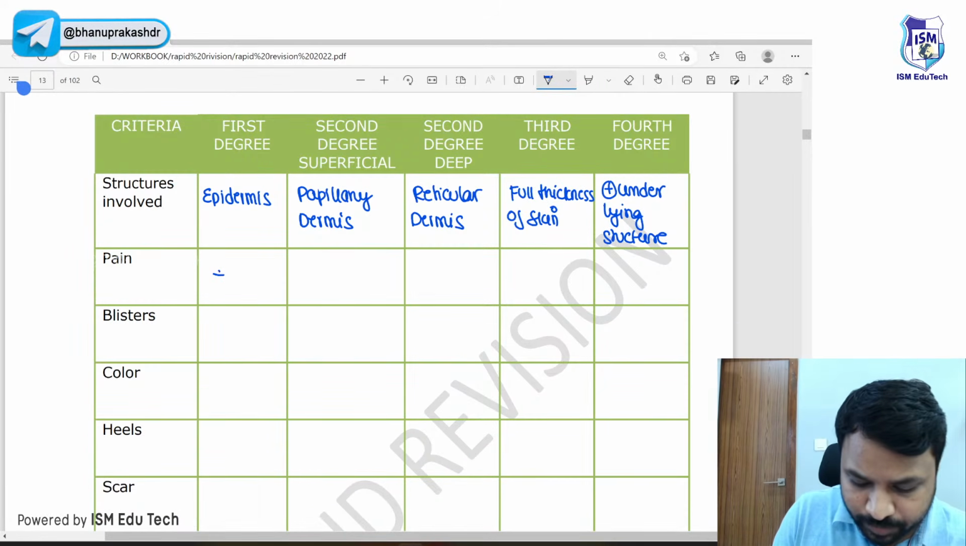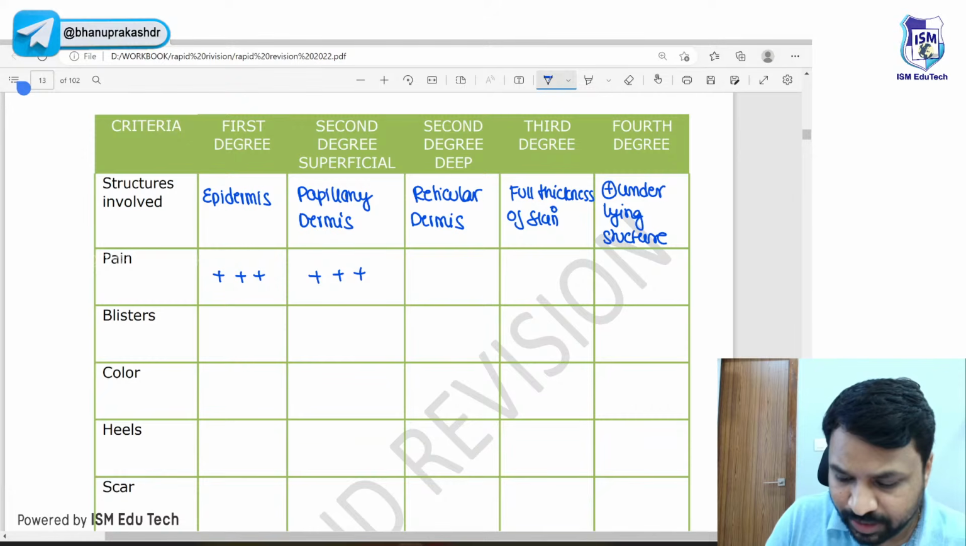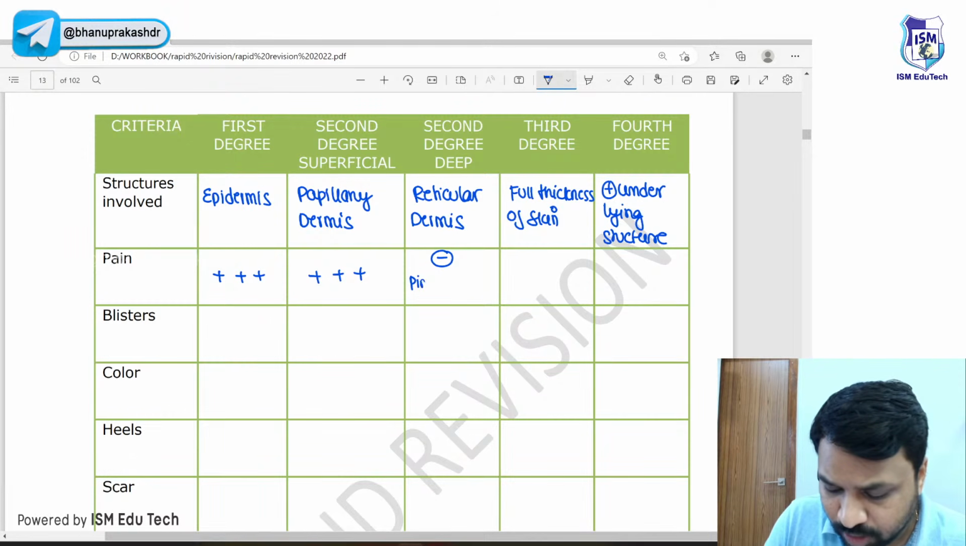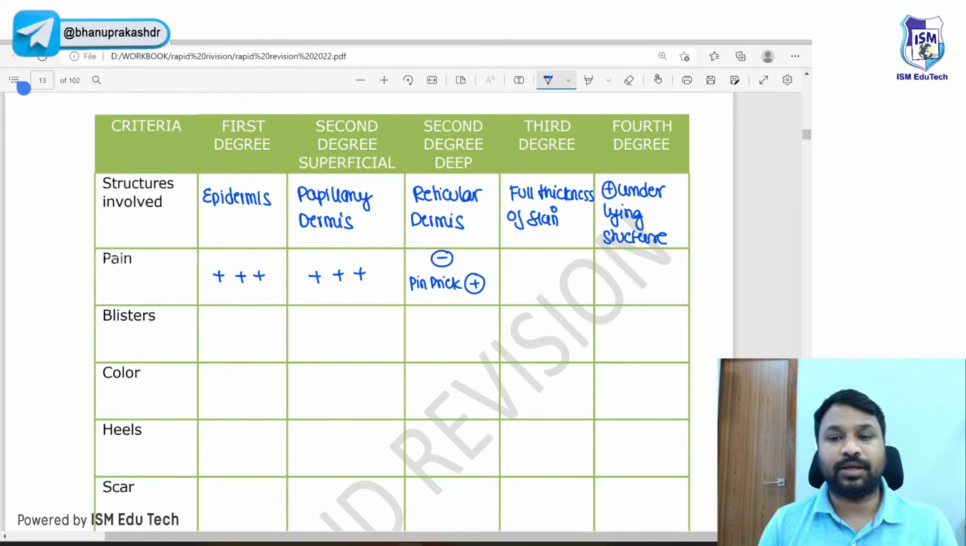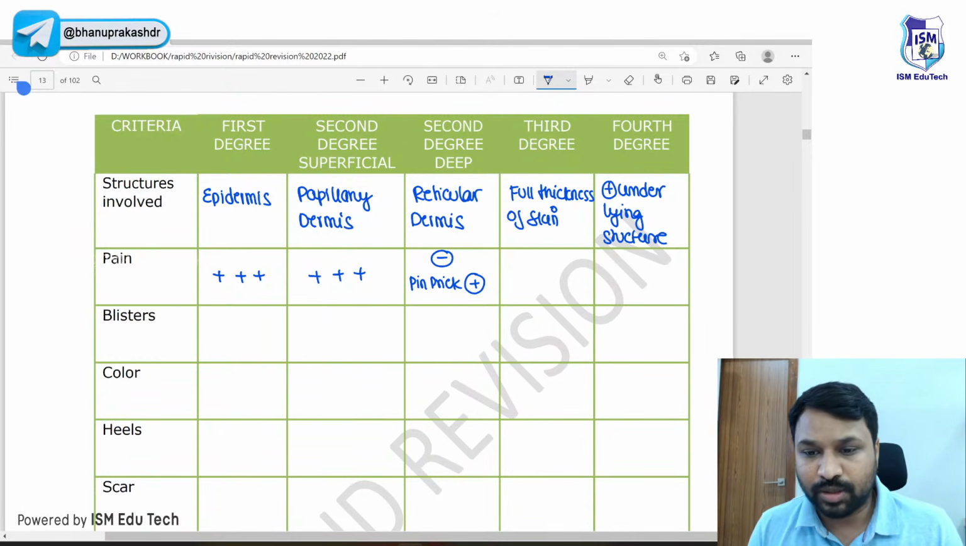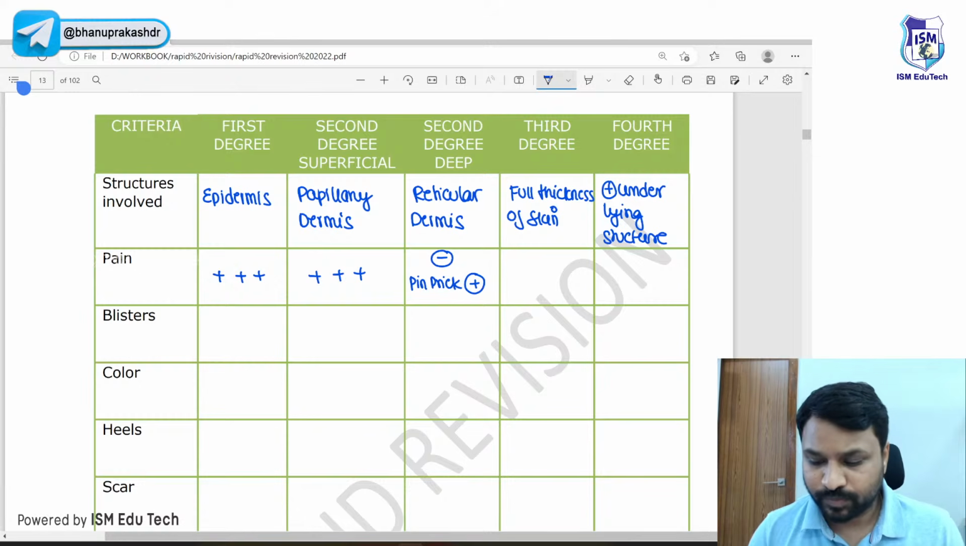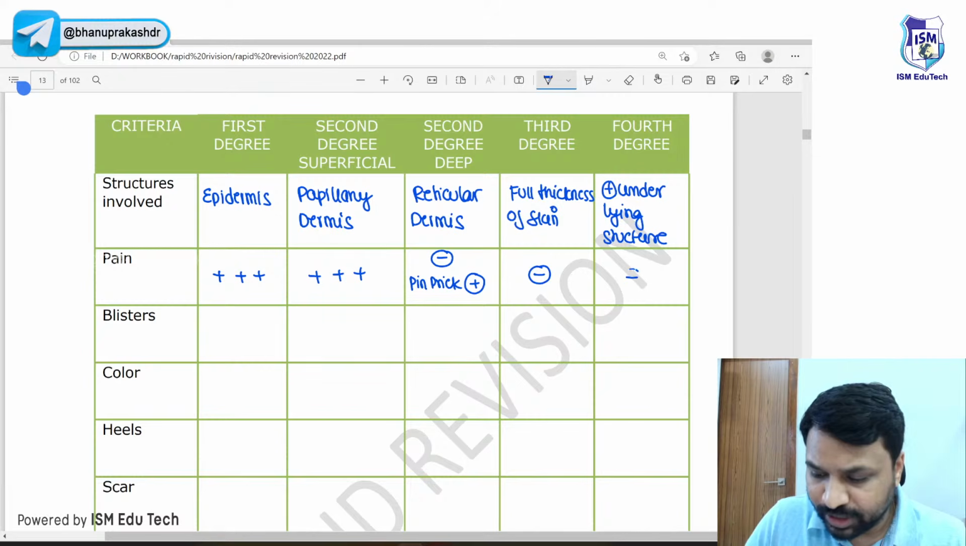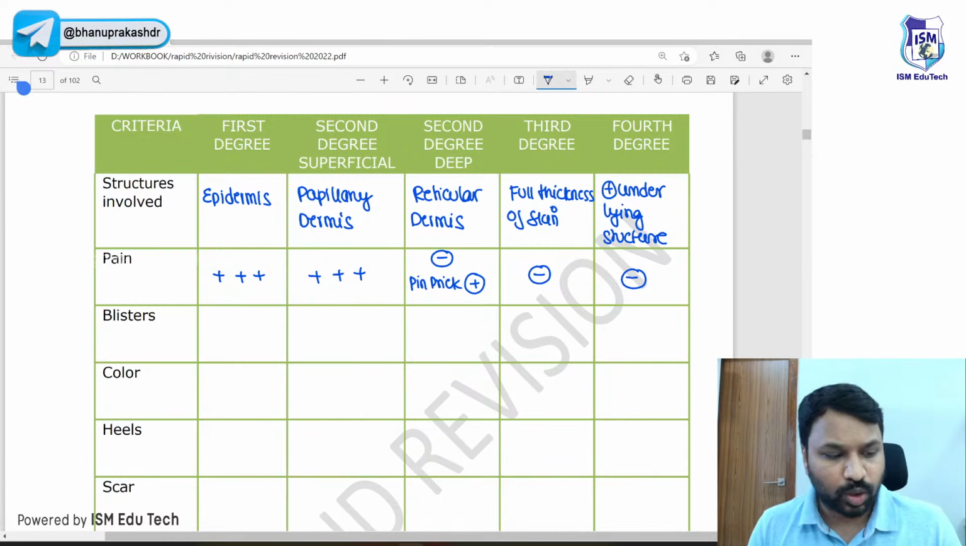Remember, first degree burns are extremely painful. Second degree superficial, extremely painful. Second degree deep, there is no pain, but there is something called pin prick sensation. So if you prick it with a pin, the patient will be able to feel it. The third degree, there is no pain. The fourth degree also, there is no pain at all, right?